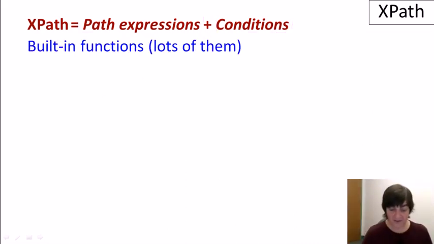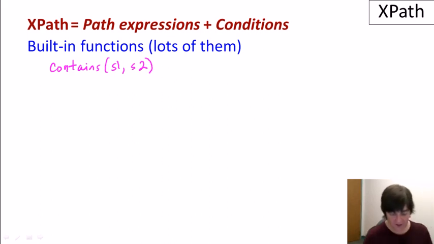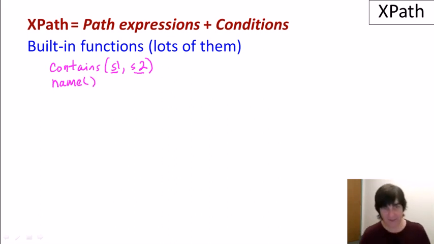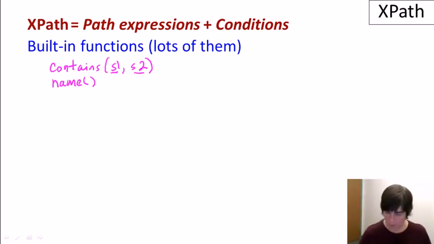XPath also has lots of built-in functions. I'll just mention two of them as somewhat random examples. There's a function that you can use in XPath called contains. If you write contains and then two expressions, each of which has a string value, this is a predicate that will return true if the first string contains the second string. As a second example of a function, there's a function called name. If we write name in a path, that returns the tag of the current element in the path. We'll see the use of functions in our demo.